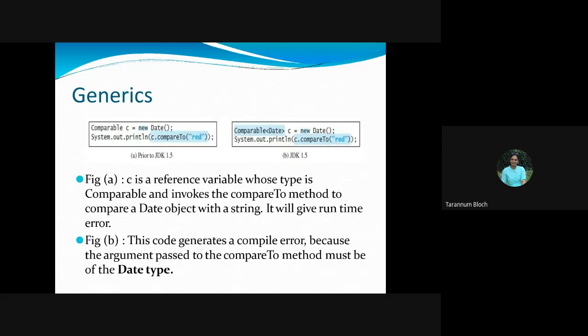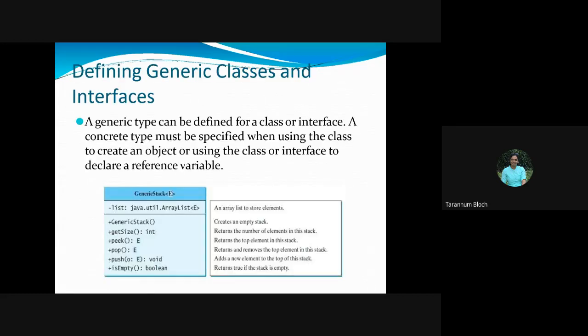So today we are going to discuss how to define generic class and generic interface. So generic type can also be used for a class or interface, and when you are doing so, a concrete type must be specified when using the class to create the object, right? So usually you create a class, inside that you mention the data members, and you give the particular values of data members using the methods, right?